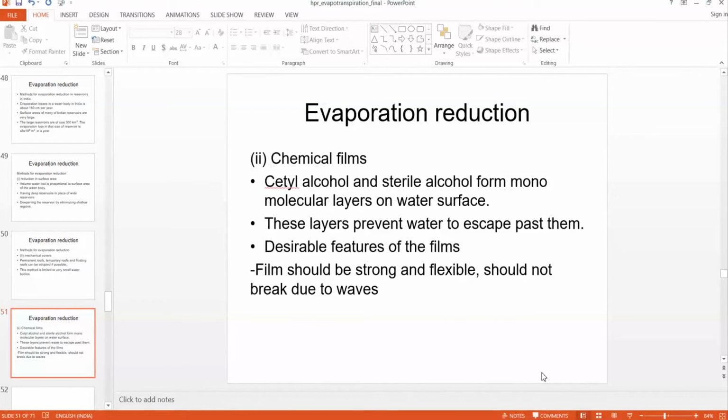To have any chemical film, it should have some characteristics. Okay, because it should not be toxic, and it should be strong so that it will not break during waves. But anyway, these are theoretical studies. Okay, in real life, for large reservoirs, to have these evaporation reduction measures is difficult or almost impossible.